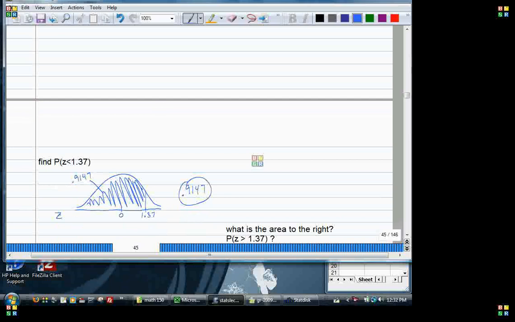Why do you take 1 minus that? What do we know about all the area in total? It's 1. So what has to be true about the area to the right? When you add these 2 things up, what do you have to get? 1. You have to get 1. So 1 minus 0.9147 tells you what's left over. And that's how you find the area to the right.